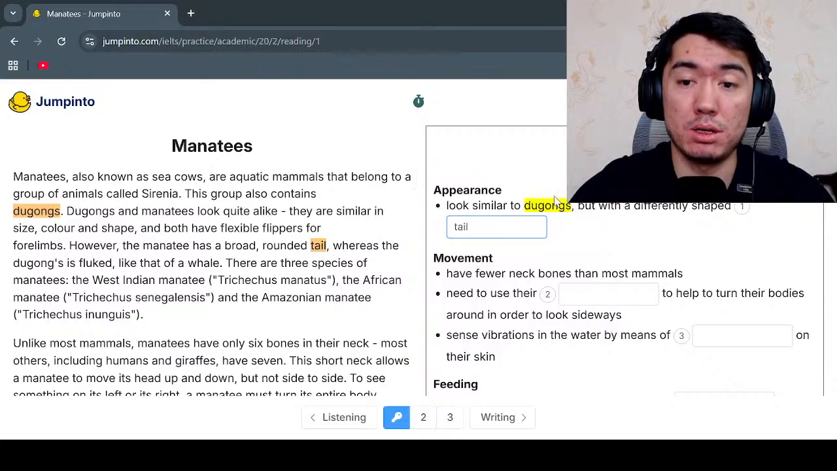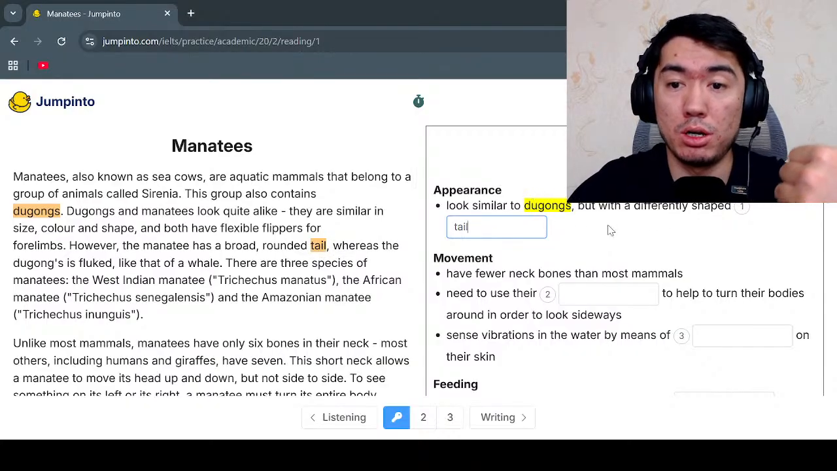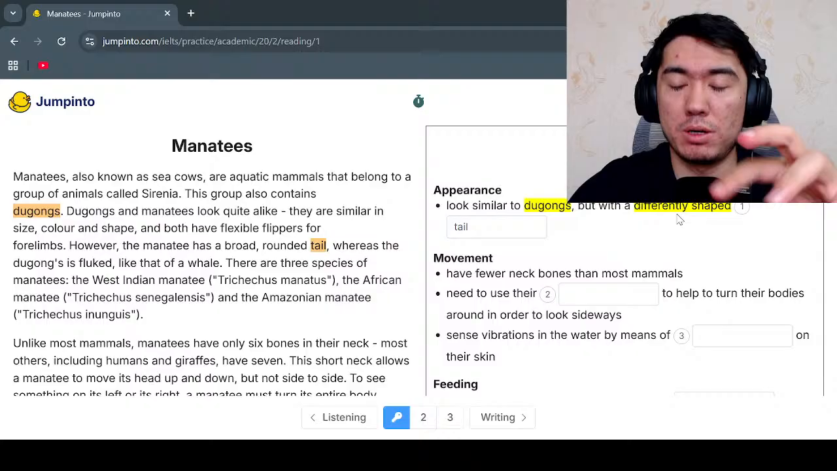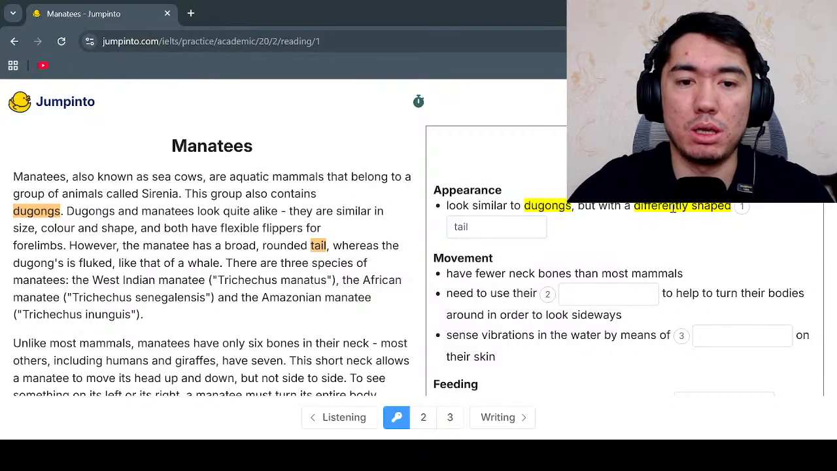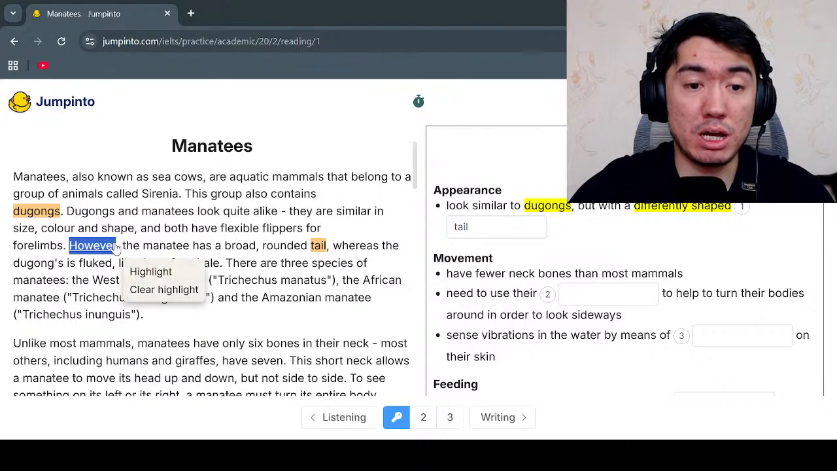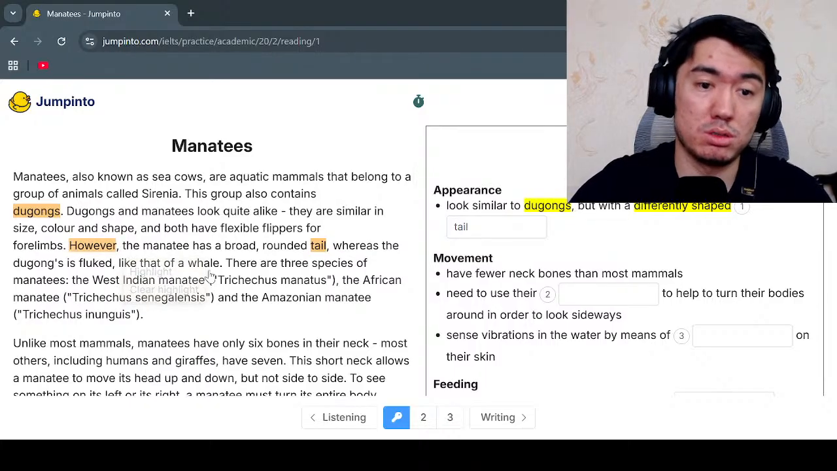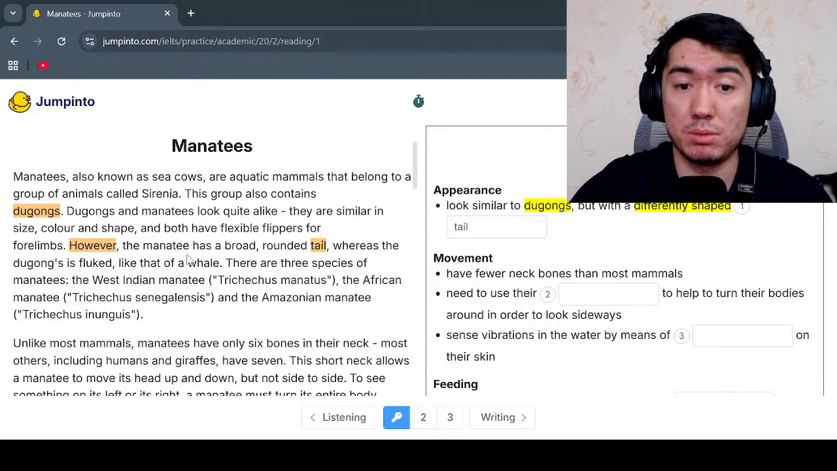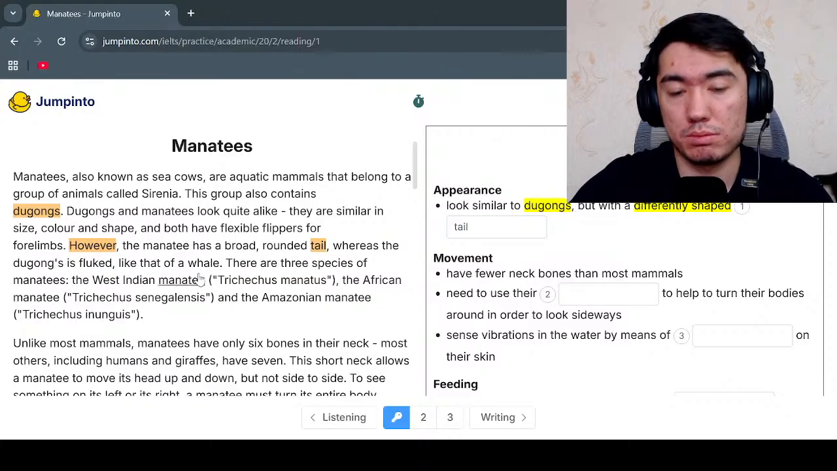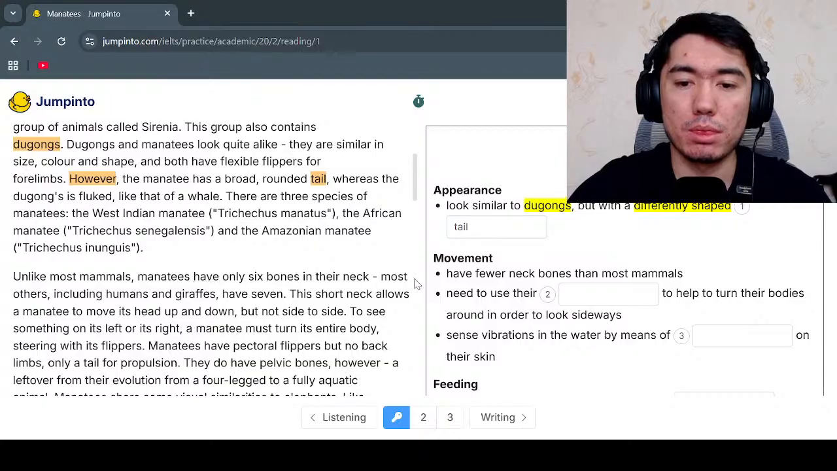How did I find it? I looked for the location keyword, found it, and then, for differently shaped, I was looking for the paraphrase of this phrase. So everything is similar, however, means difference. They have a broad, rounded tail. These guys have a fluked tail.